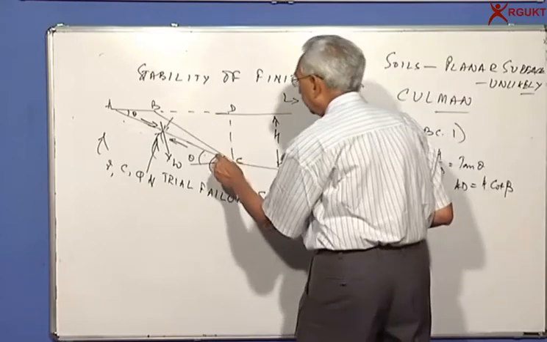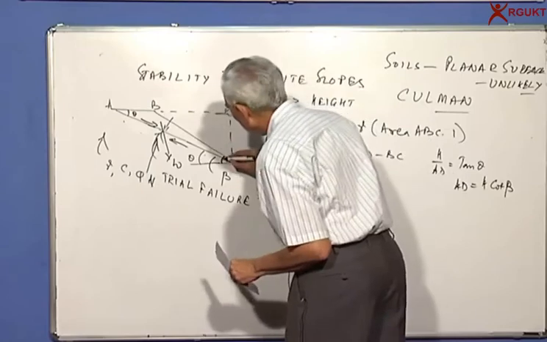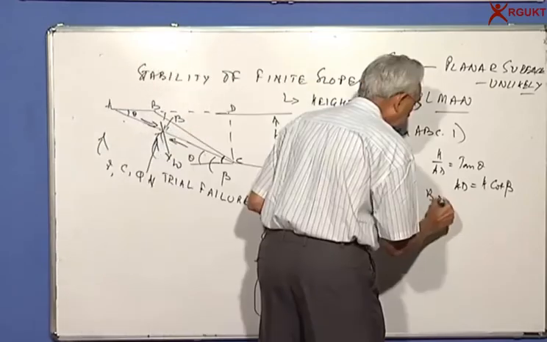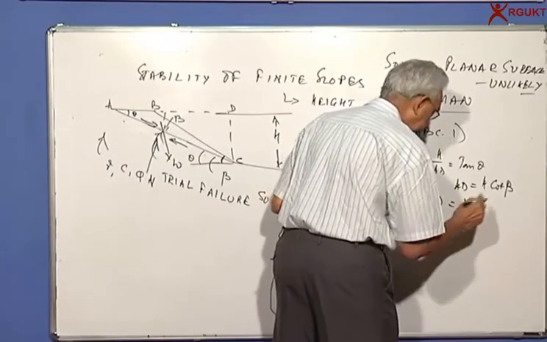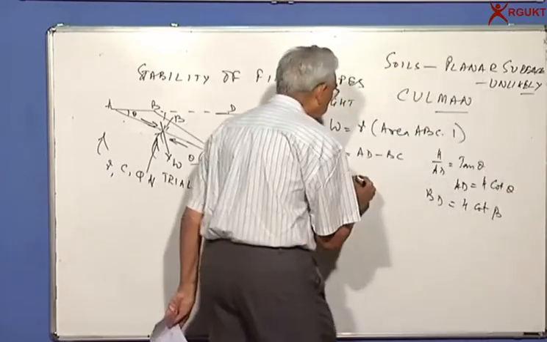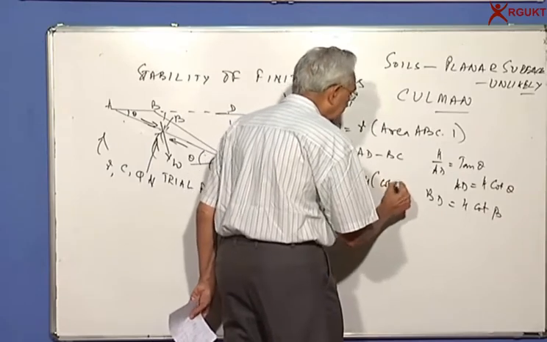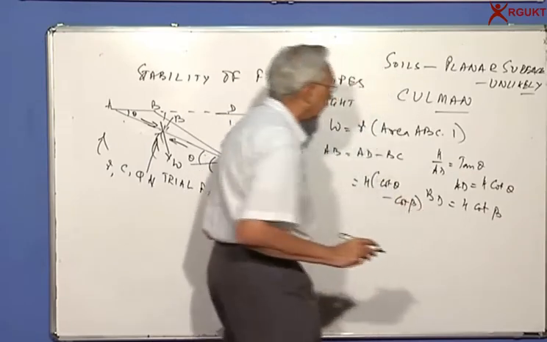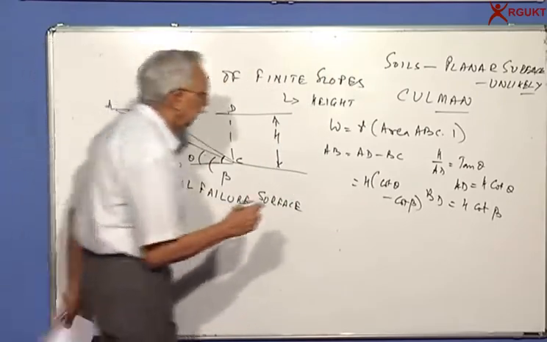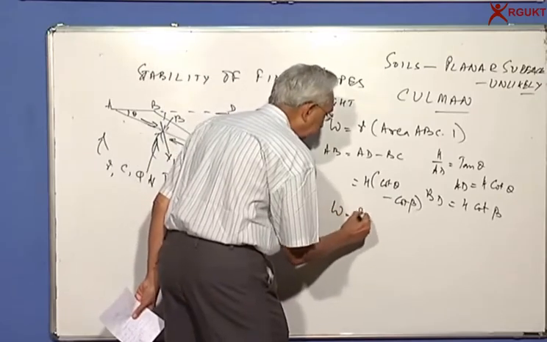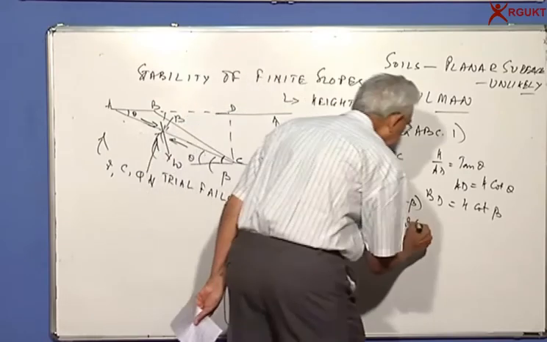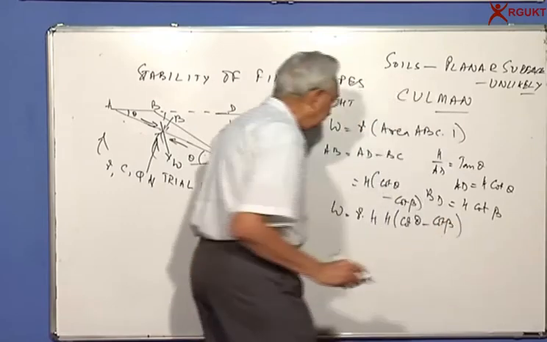Whereas for BD, please remember this angle is beta. So BD will be equal to h cot beta. So AB is h times cot theta minus cot beta. Now we know the distance AB and we know the height h. So the weight W is equal to gamma h into h times cot theta minus cot beta, that is, gamma h squared into cot theta minus cot beta, over two. We know the weight W.